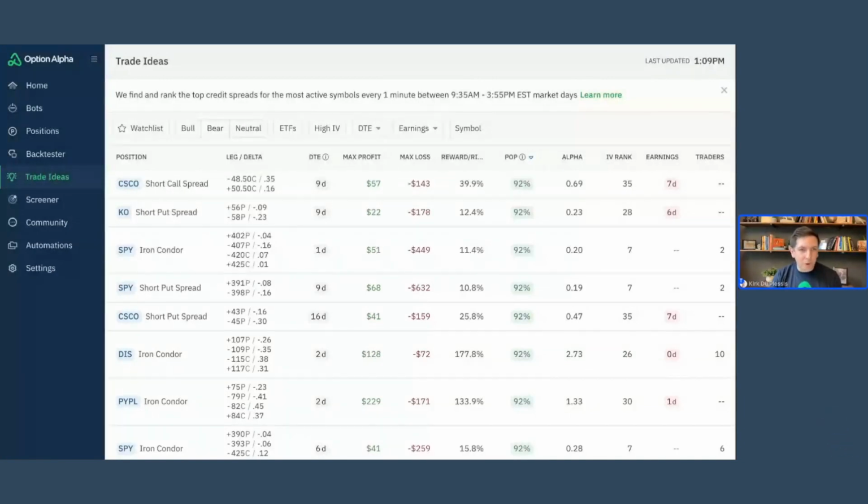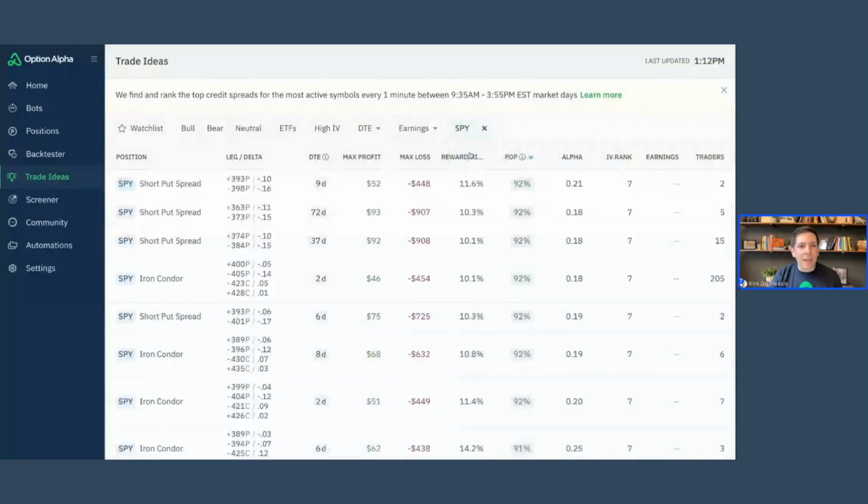So position is pretty simple, intuitive. It's the ticker symbol and the position that it's analyzing. The leg and delta. This is pretty cool because what you can see here is the actual legs that were developed out of the trade ideas or came out of the database, and the delta of that particular leg rounded to the nearest 2 decimals, right? So right here, let me just for a second type in something like SPY. See, on SPY, we analyzed a short put spread, the 393 and 398, and the 363 and the 378. Those kind of came to the top of the list for this particular sorting.